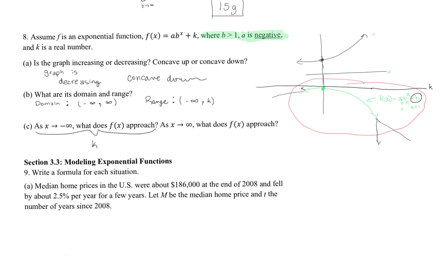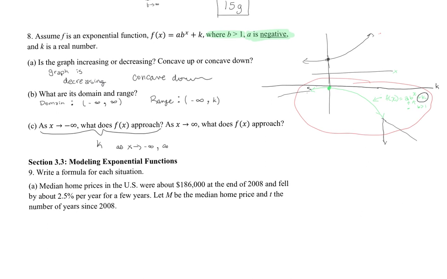And the way that you can write that is, as x approaches negative infinity, comma, f of x approaches k, right? So that's the way that you can write that in words.